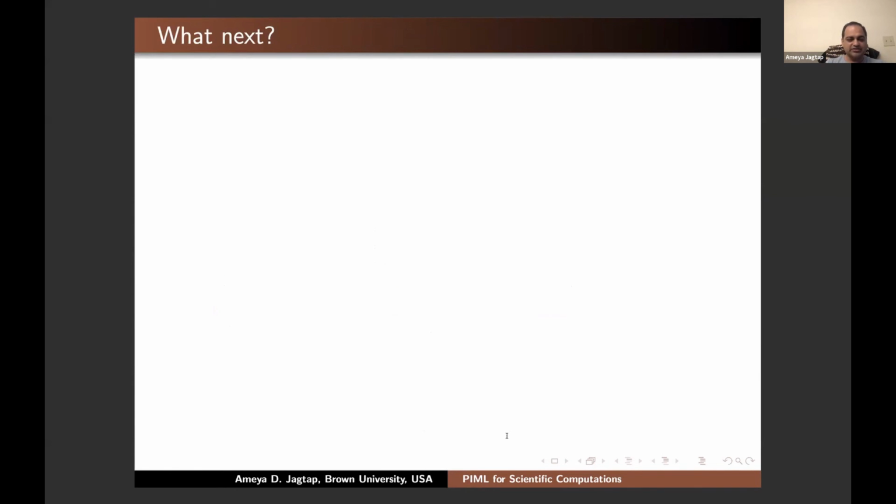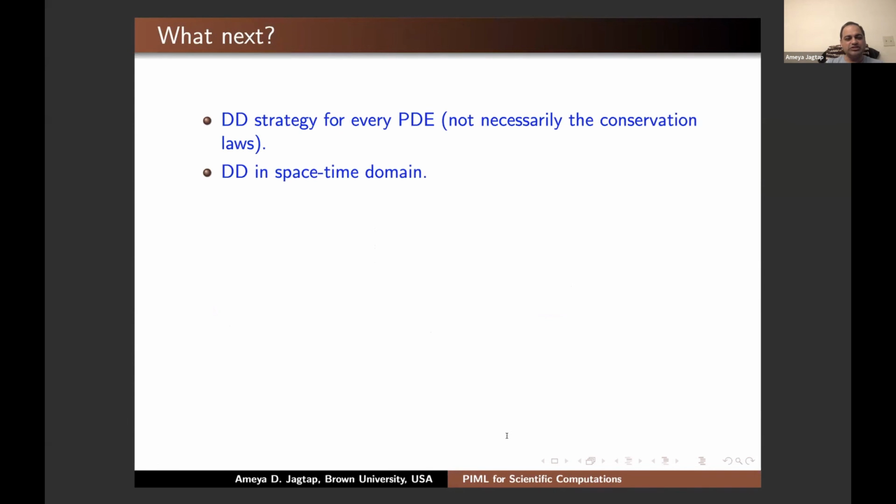Okay, so what next? A domain decomposition strategy for every PDE would be really helpful, but not necessarily only for conservation laws. And of course, if possible, we would like to have this domain decomposition in space and time. So the answer is XPINN here.